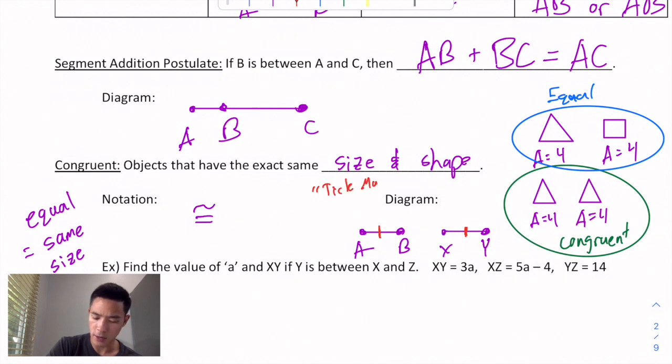Just say it out loud real quick. Tick marks. Good job, guys. So tick marks mean they are congruent, okay? So I'm kind of writing all over the place, but I'm sure you guys get it.